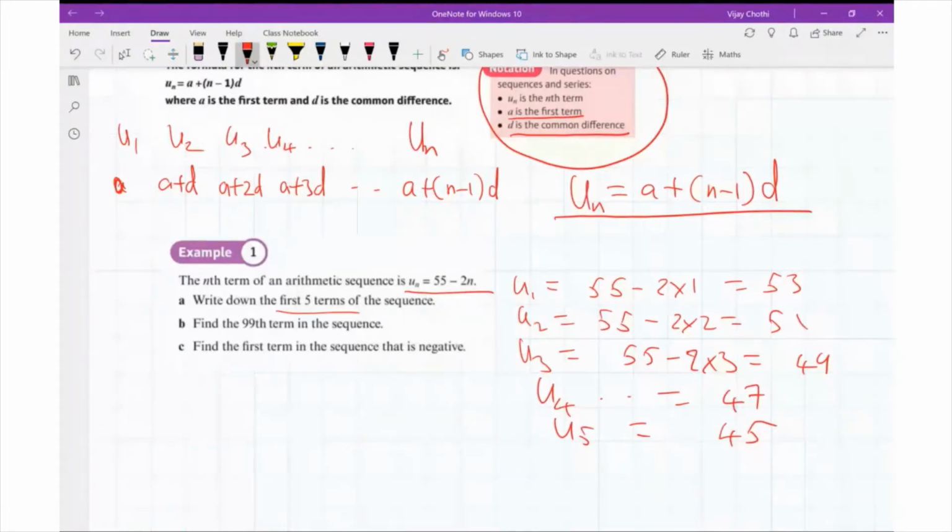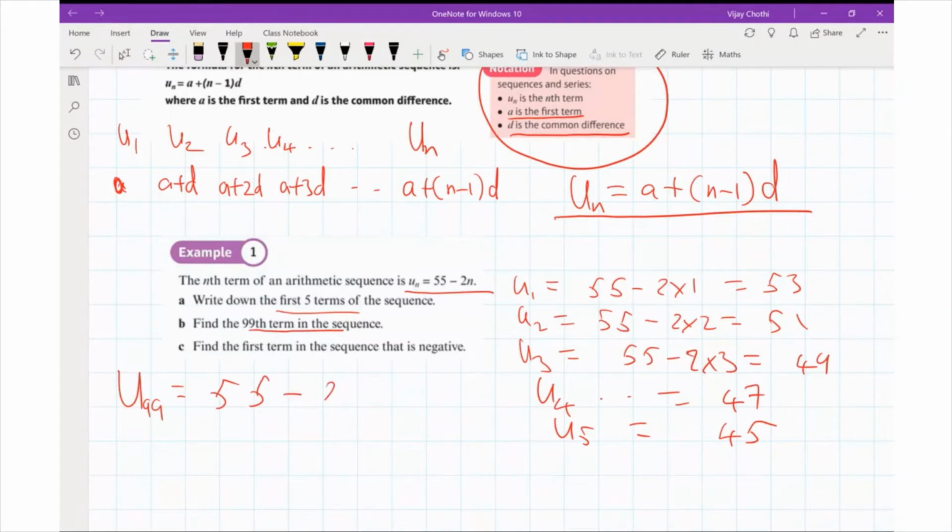99th term, you want to work out, put n equal to 99. 55 take away 2 times 99. That gives you minus 143. So that's the 99th term of the sequence.